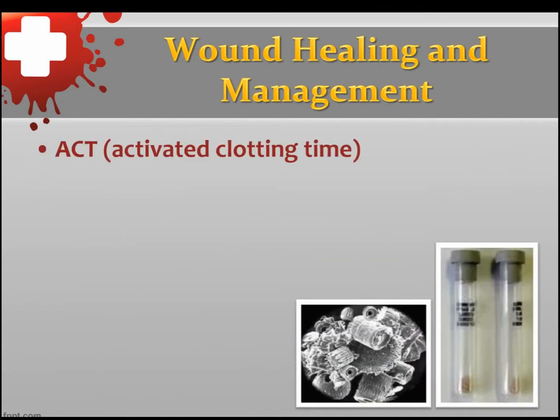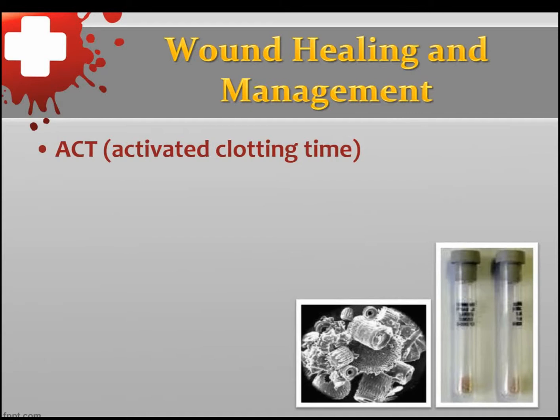Our next test is the ACT, which is Activated Clotting Time Test, and this can be performed in a veterinary clinic as well. To perform this test, you need a blood sample that's added to a special ACT tube, which contains diatomaceous earth, which is blown up in this picture on the left, which is basically a special type of particle that will actually activate coagulation factors within the blood.